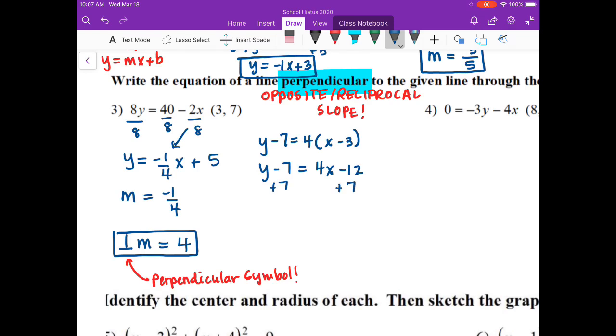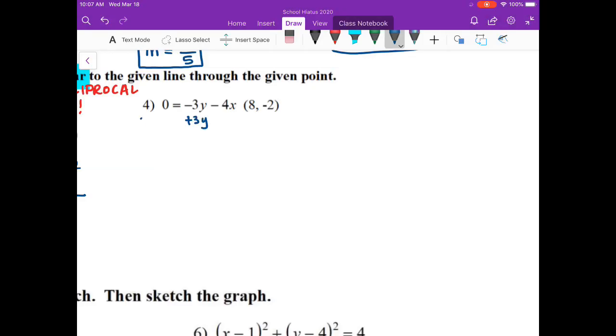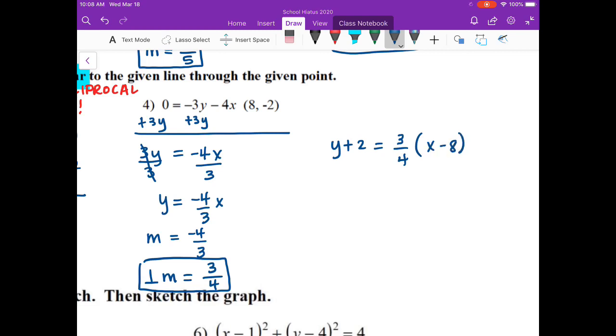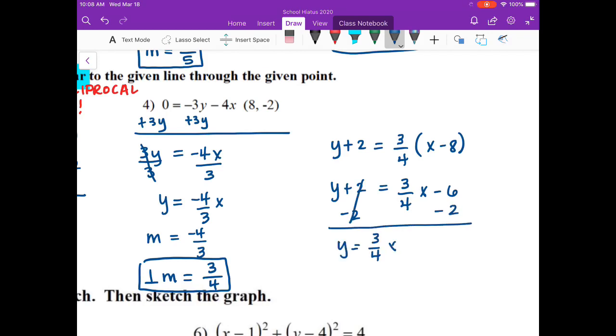slope-intercept form. Notice that the slope of the original line was -1/4, and the slope of the new line that's perpendicular is +4. We'll repeat this process on number 4, adding 3y to the other side of the equation and dividing by 3 to get the equation into slope-intercept form. The slope of the given line is -4/3, so the perpendicular slope is +3/4. Substitute these into your equation, distribute, and isolate y to write the equation into slope-intercept form. Y equals 3/4 x minus 8.